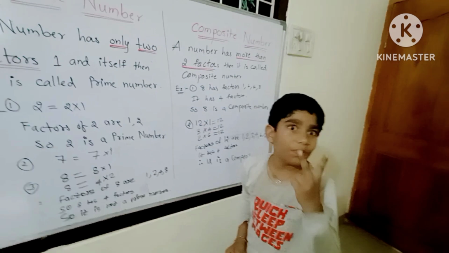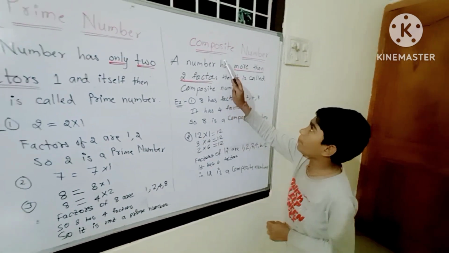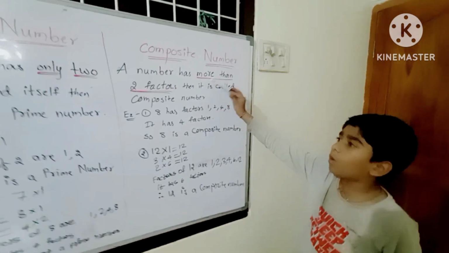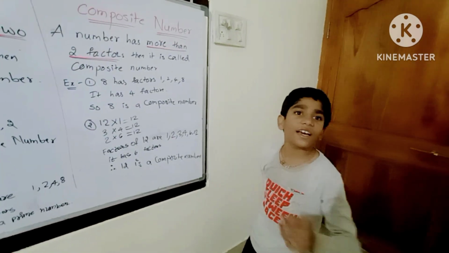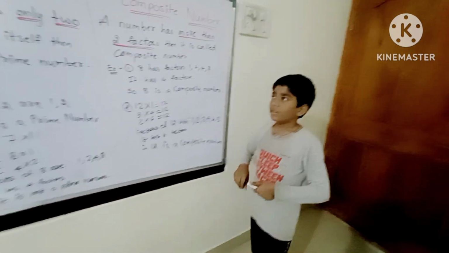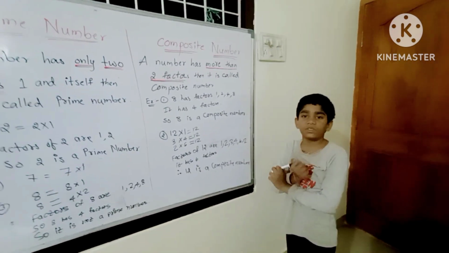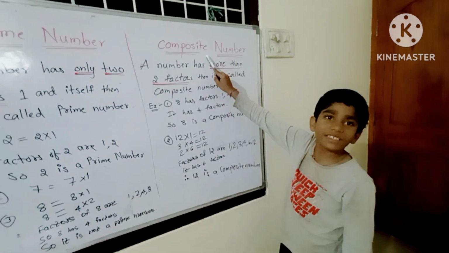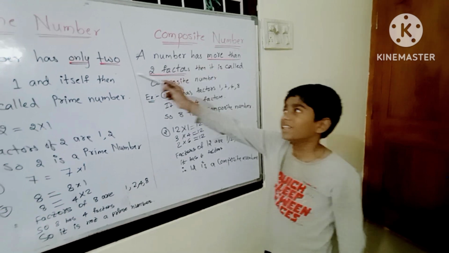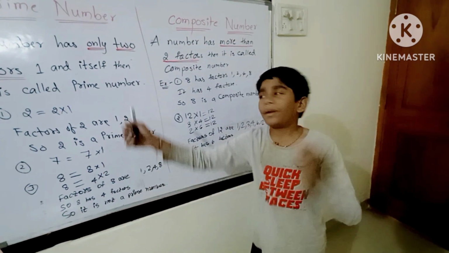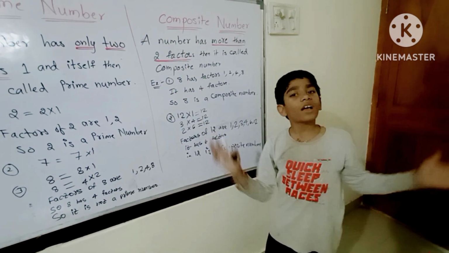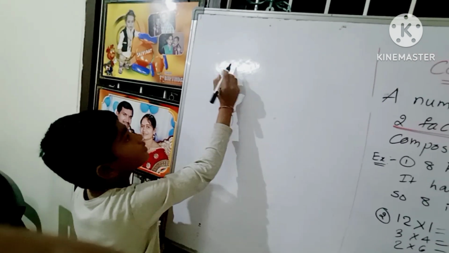Prime numbers have 2 factors. Composite numbers have more than 2 factors. Say in the comment box the prime numbers and composite numbers from 1 to 20. If it is a composite number, it is not a prime number. If it is a prime number, it is not a composite number.